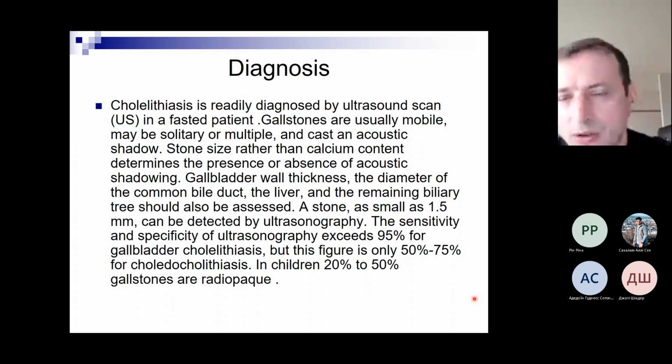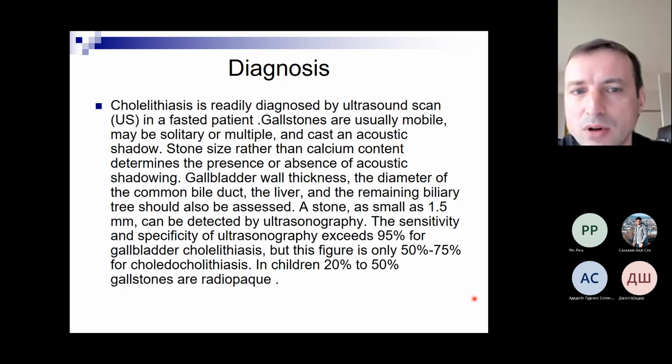Cholelithiasis is readily diagnosed by ultrasound scan in a fasted patient. Gallstones are usually mobile, may be solitary or multiple, and cast an acoustic shadow. Stone size rather than calcium content determines the presence or absence of acoustic shadowing. Gallbladder wall thickness, the diameter of the common bile duct, the liver, and the remaining biliary tree should also be assessed. A stone as small as 1.5 millimeters can be detected by ultrasonography.